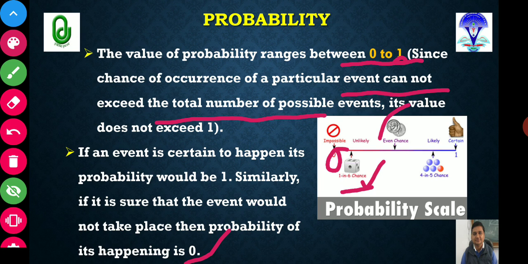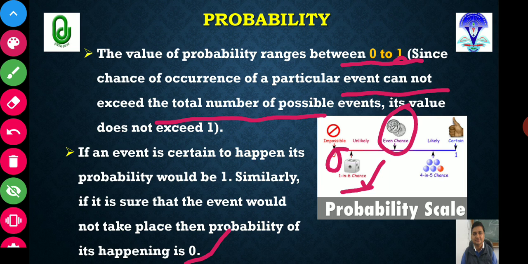Then the third type of event has even chance or equal chance: tossing a coin. If you are tossing a coin, you will get either head or tail. So both have equal chance. That is why it is called the event which has even chance.